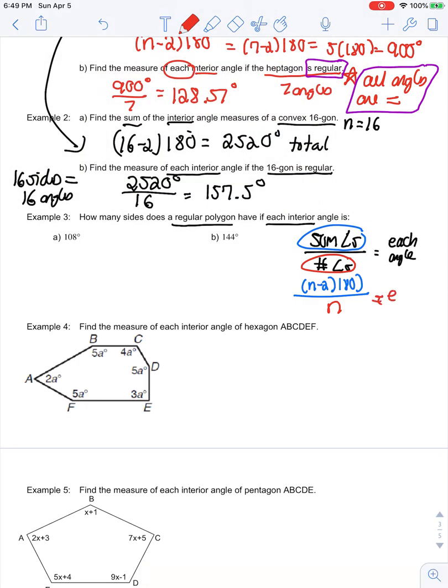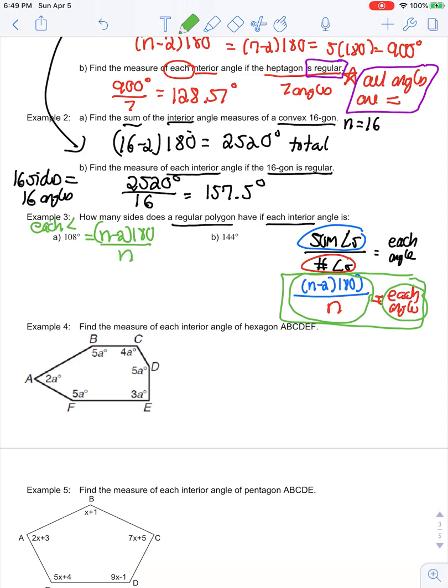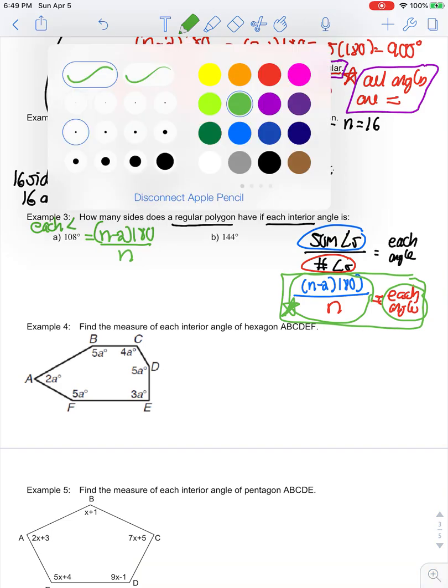And now we are given the measure of each angle. So if we use this formula, I'm going to highlight this in green here. If I give you the measure of each angle, I should be able to set that equal to this to solve for the number of angles or the number of sides in the polygon. So back over here, we know that each angle is 108 degrees. We'll set that 108 degrees equal to n minus 2 times 180 divided by n. Remember, that's the same formula that we saw right down here.